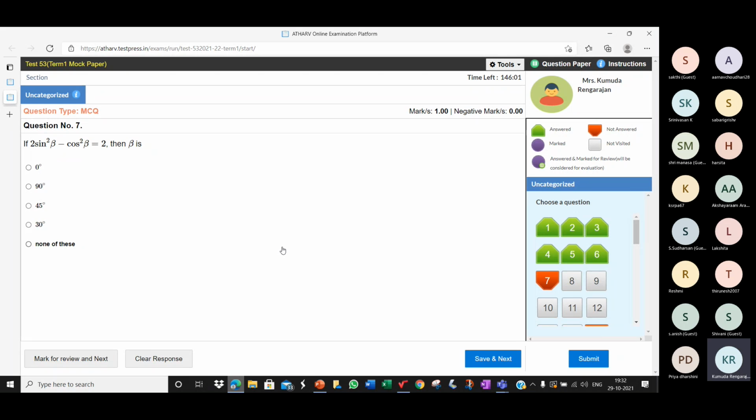Yes, children. 2 sine square beta minus cos square beta is equal to 2. Then beta is... Ma'am, 90. Srinivasan, yes. 90, ma'am. Yeah, read out your steps.